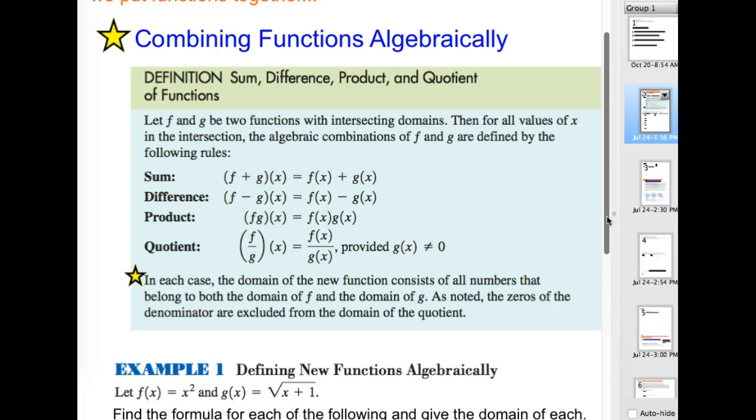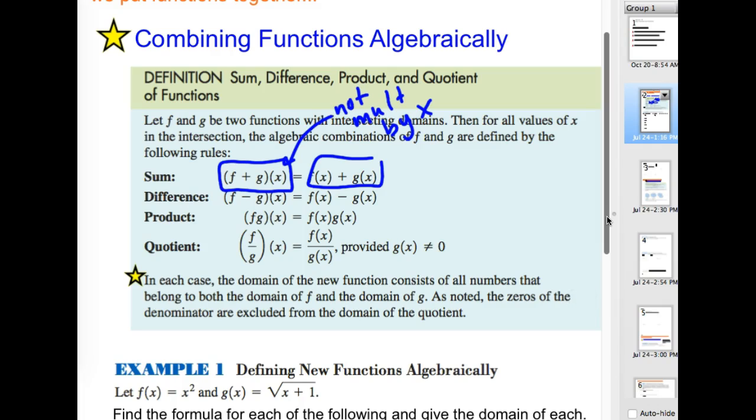Then for all values of x in the intersection, the algebraic combinations of f and g are defined by the following rules. Now, I want to be very clear, when it looks like this, it is really saying this. All right? We're taking function f of x and adding function g of x. Many students get confused. It does not mean that we are multiplying by x. Okay? It's just saying we're going to add f and g, and both are using x as the variable.